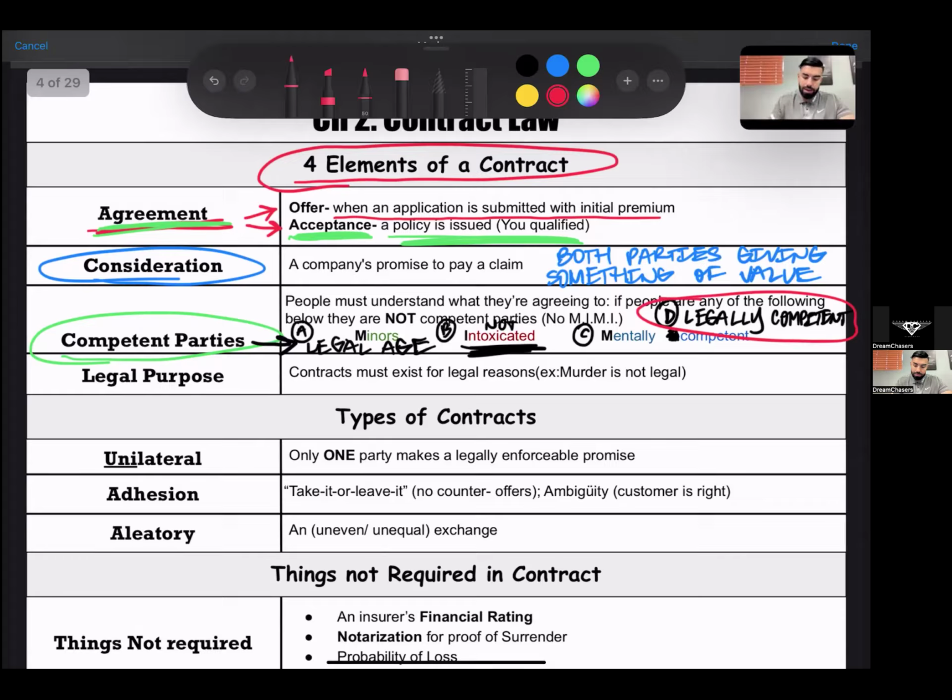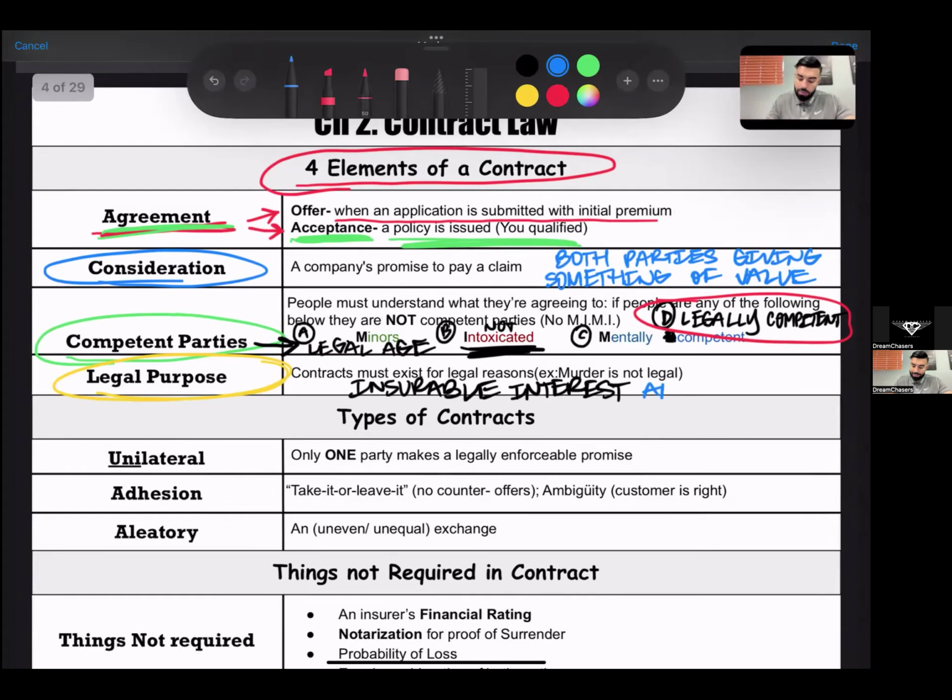Now, the fourth element, the last one of the four, is that there must be legal purpose in a contract. Legal purpose is made up of two parts, and we covered this in chapter one. Legal purpose is made up of insurable interest, meaning I have an interest in insuring that person. Me putting life insurance on my mom or a business partner, for example, that's insurable interest, but there must also be insurable interest and consent.